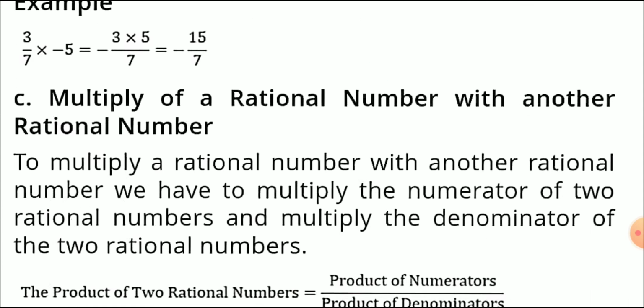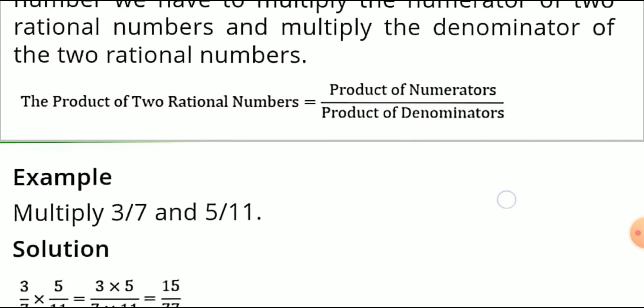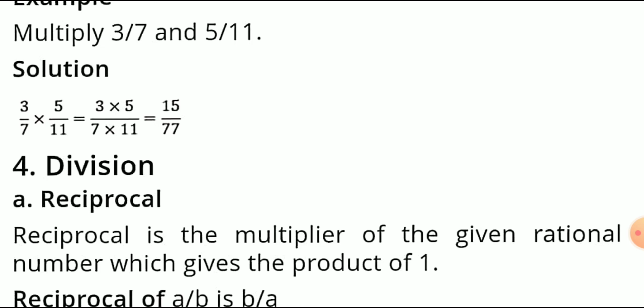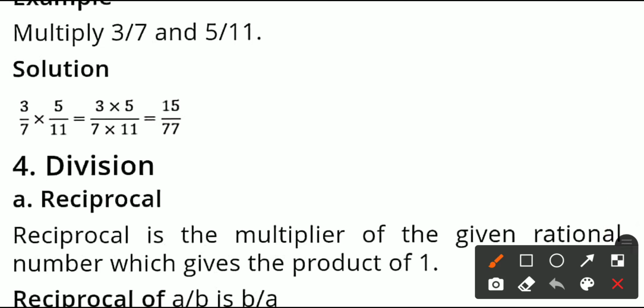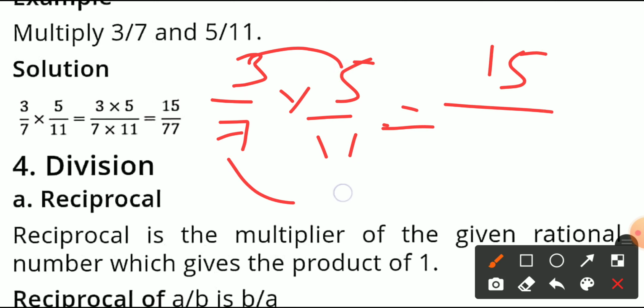Multiplication of a rational number with another rational number. See this, 3 upon 7 multiplied by 5 upon 11. I told you what we will do: multiply the numerator with the numerator, 3 times 5 is 15, and the denominator with the denominator, 7 times 11 is 77. If one number is negative, then 3 times 5 is 15 with a minus sign.